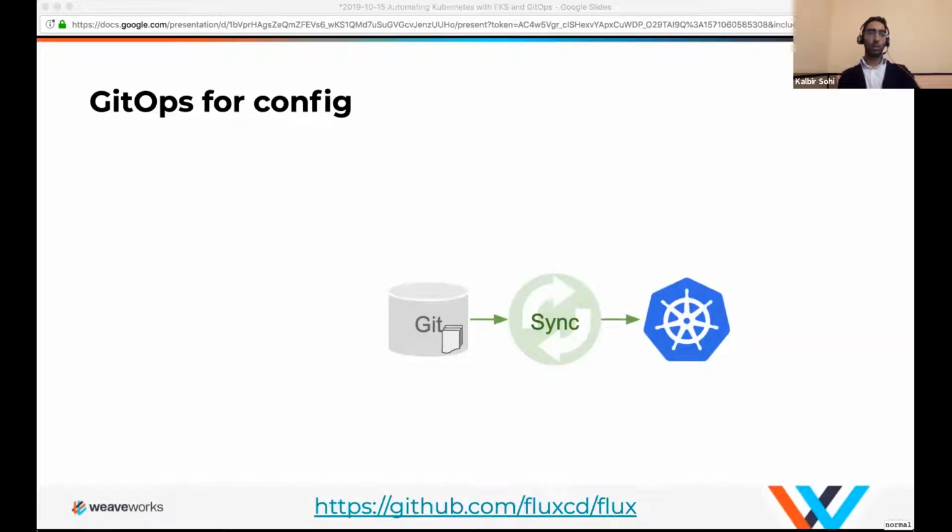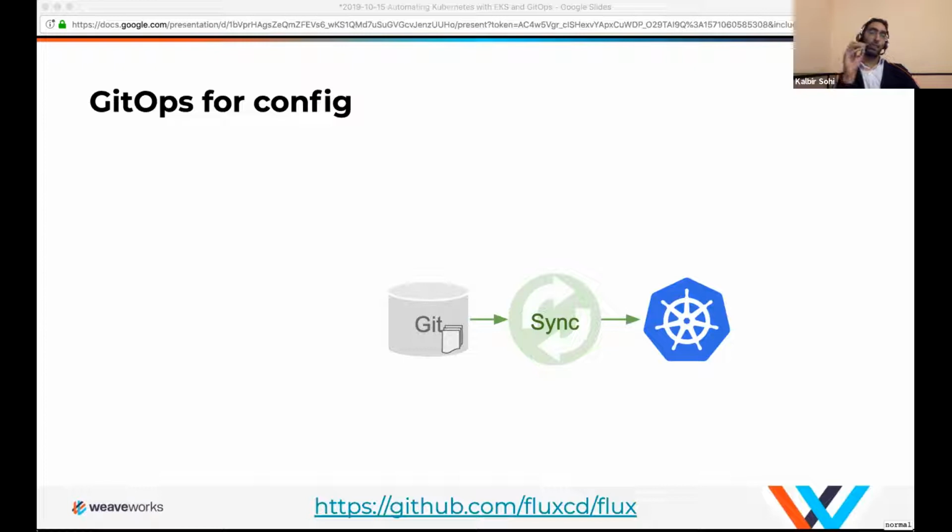What does that structured way look like? Well, the core idea is we have a Git repository. In that Git repository, we are putting the configuration for our cluster, the things that we want to be running on our cluster and how we want our cluster to look.